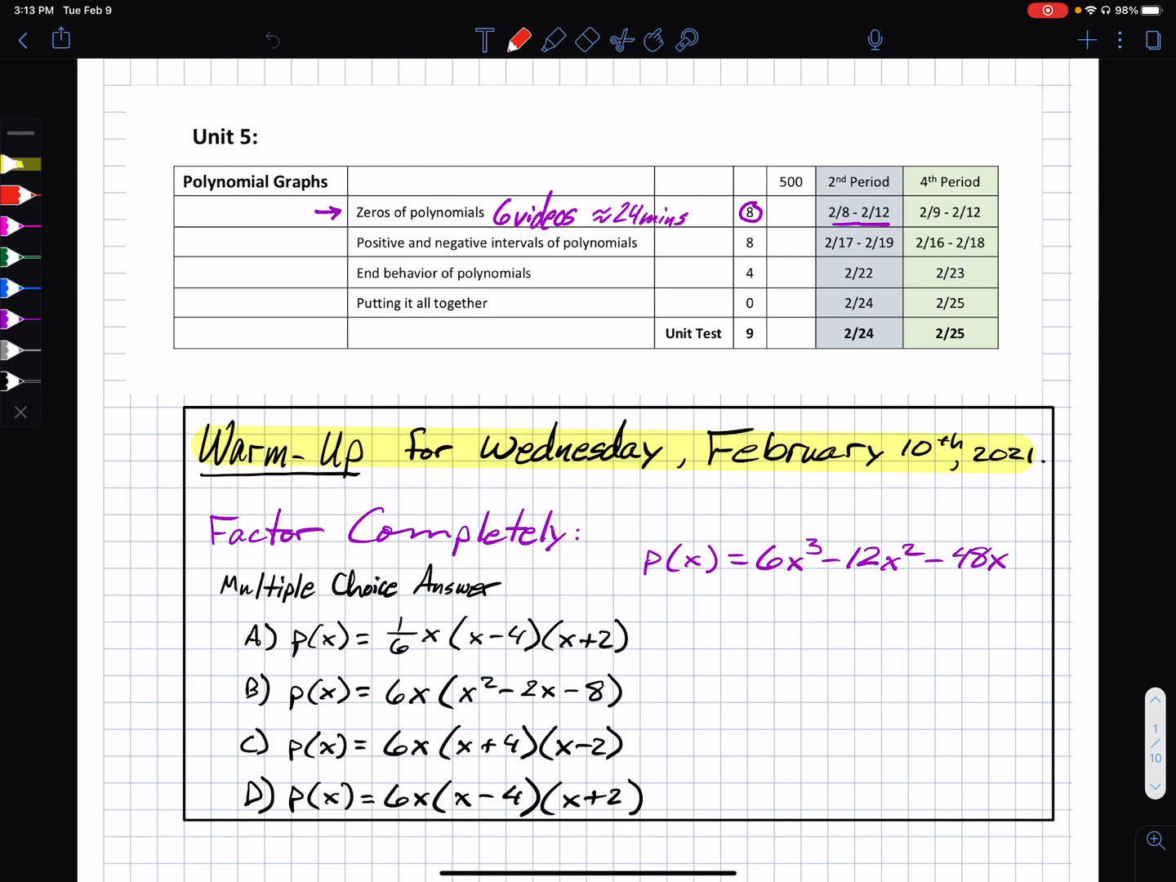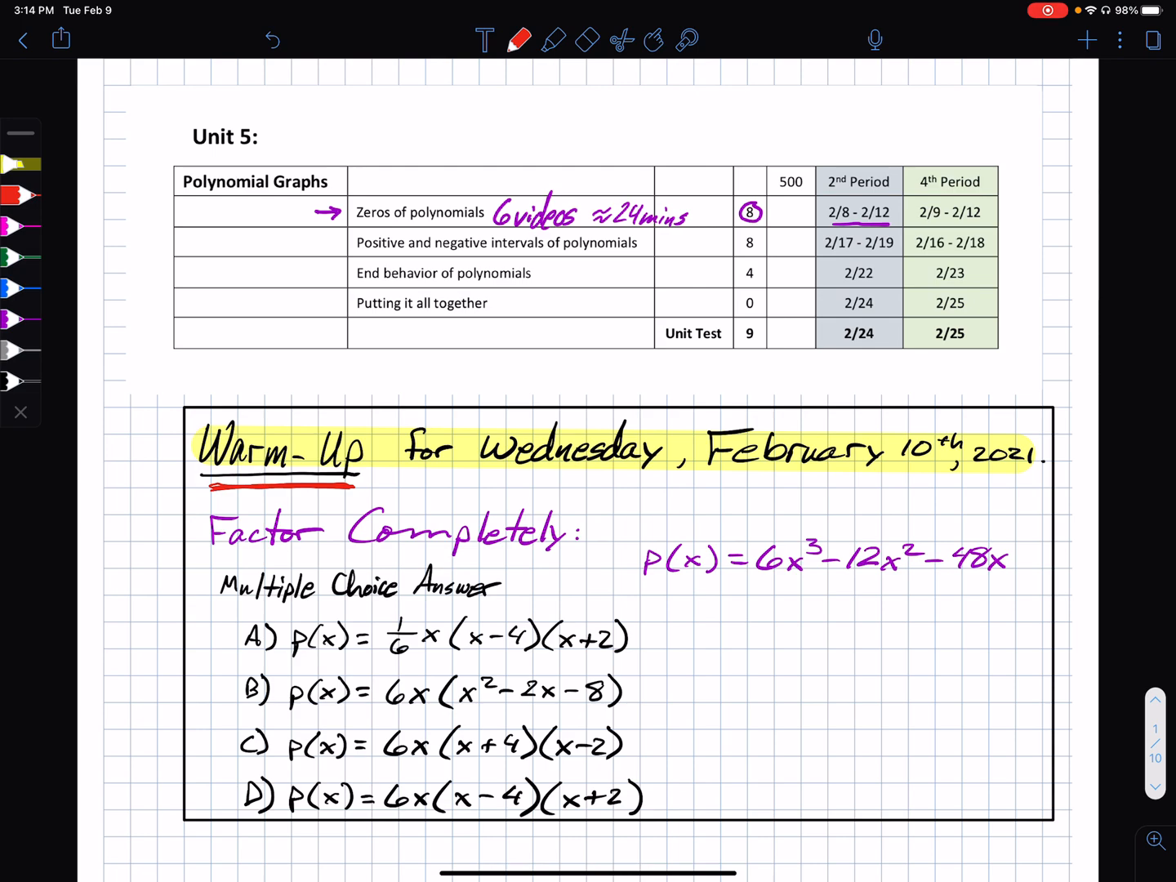We're going to start with the warm-up like we usually do. The only difference today is since class is not live for me, I know you're watching this probably during class time, but I will be giving you points for the warm-up later today or possibly tomorrow whenever I get my computer cranked up again. We're going to be getting into the zeros of polynomials.